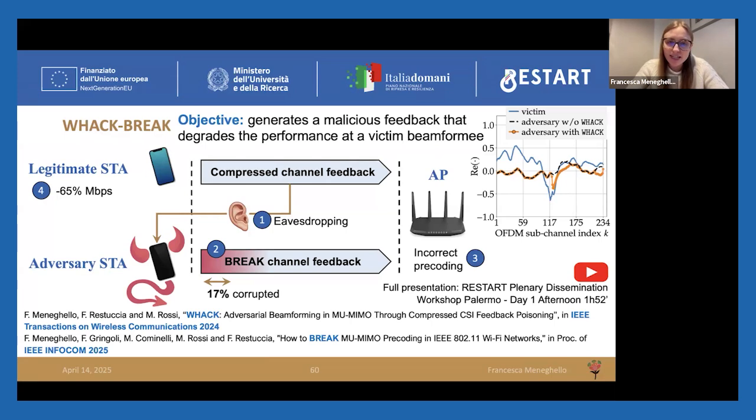In this way, they will create interference at the legitimate station, and the legitimate station will see a degradation in the throughput. Here you find also in this case the references, and there is also the recording of the plenary workshop in Palermo, where I presented this attack.